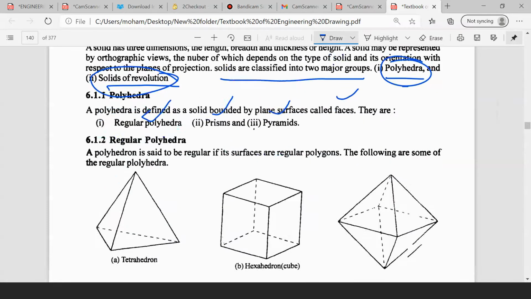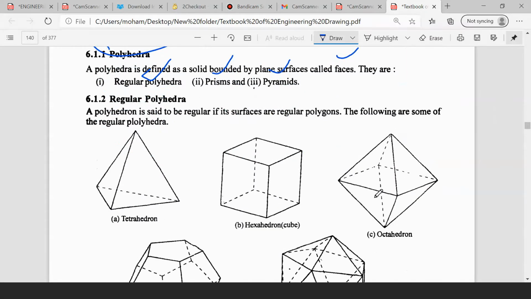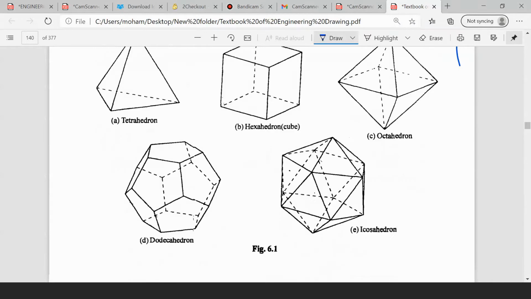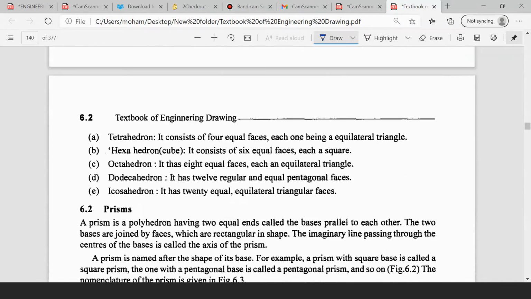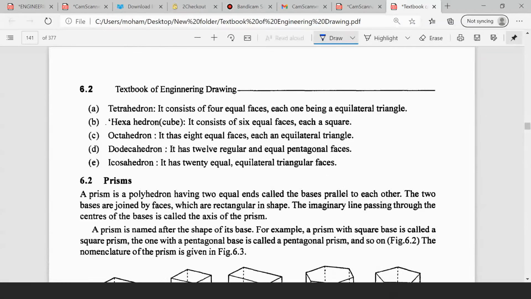Regular polyhedra means all the faces are the same. If you have a tetrahedron, it will have a regular triangle on all the sides. Hexahedron is nothing but a cube. The cube has regular polygons on all sides, all the faces are the same squares. Then octahedron, dodecahedron. These are some of the regular polyhedra. Dodecahedron means it has 12 regular and equal pentagonal faces.